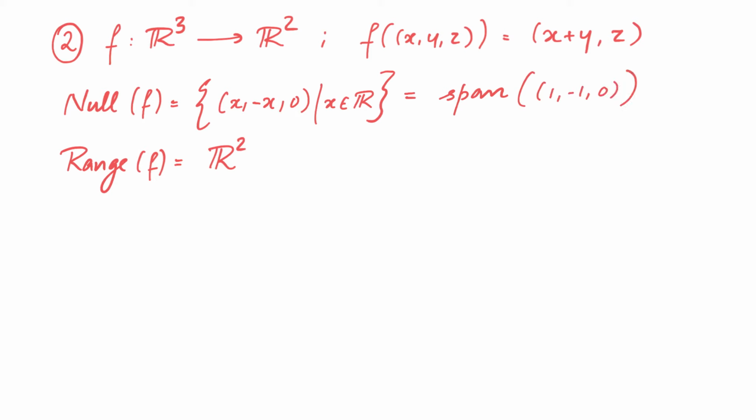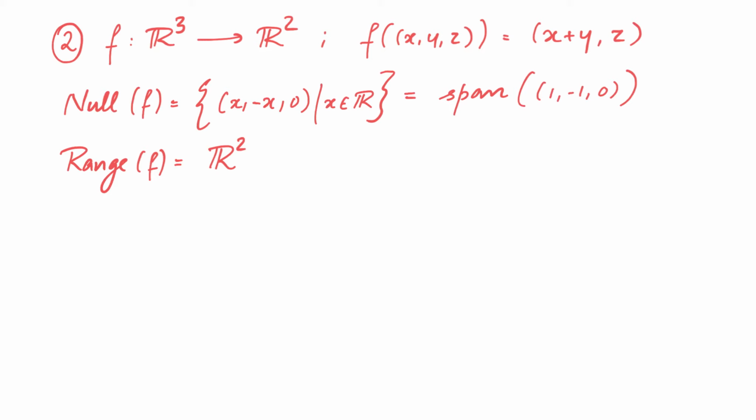And we also saw that this function is a surjective map. In other words, the range of f is equal to R2. Therefore, notice that the null space has dimension 1 and the range has dimension 2. Therefore, the dimension of R3, which is 3, is equal to the dimension of null space plus dimension of range of f. And thus, we have verified the rank nullity theorem for this particular example.